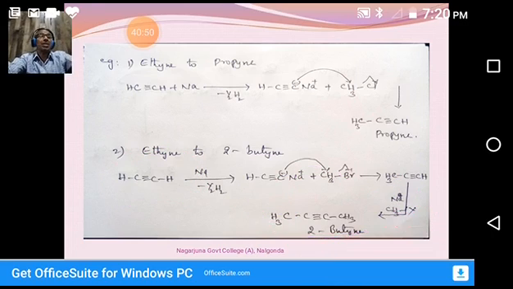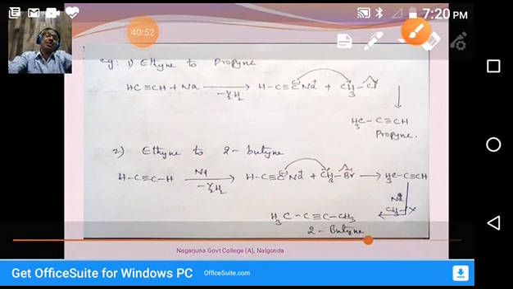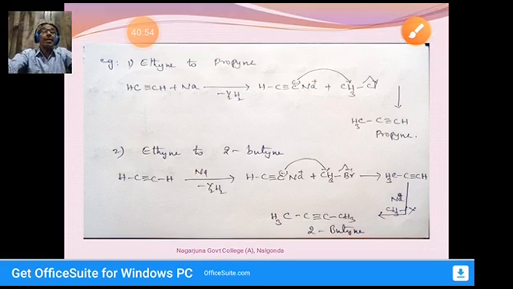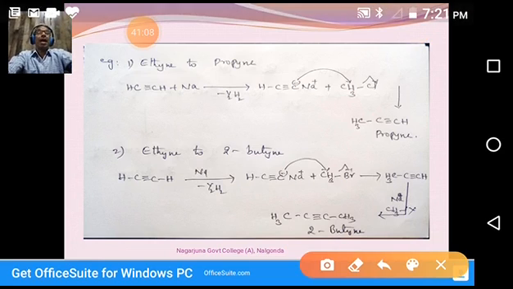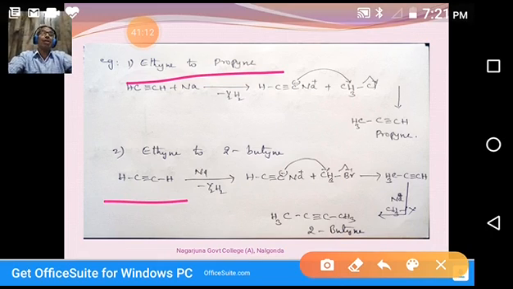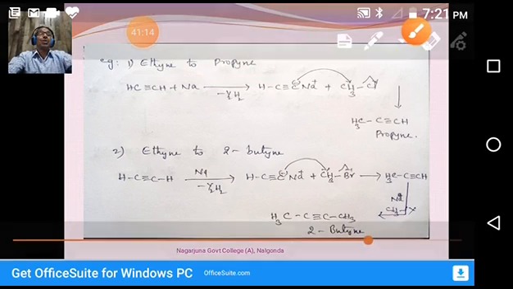So that's why it is an upgradation reaction. We are preparing a higher homologue from the lower homologue with the same functional group. This is one example for upgradation of alkynes into higher alkynes. So this is one example, ethyne to propyne, and one more example, ethyne to 2-butyne. One more example.